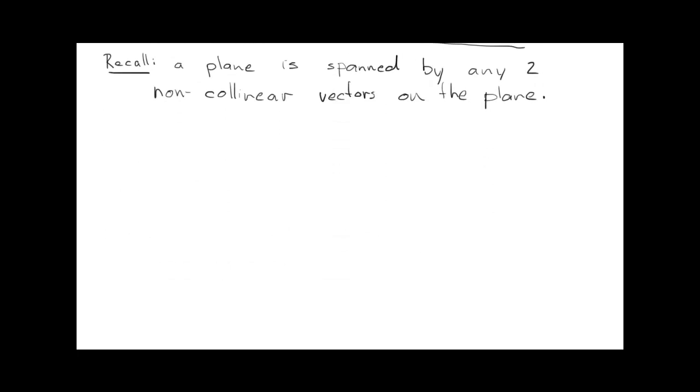Okay, so let's just talk about what that means. Let's say you have a plane. It's supposed to be a plane and it's infinite. I drew the edges, but really it goes on forever. And then you have two vectors on that plane, this vector u and this vector v. So u and v are vectors on a plane.